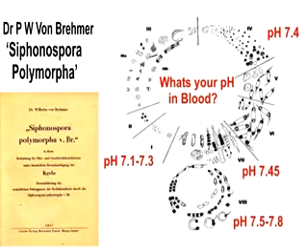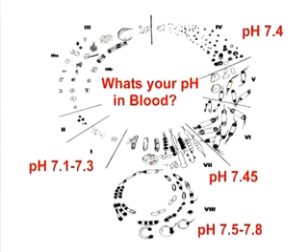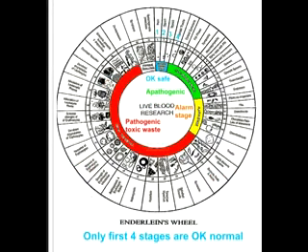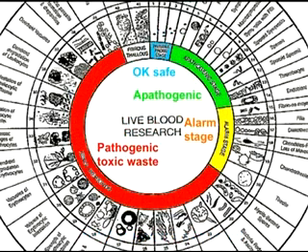Another doctor, Dr. von Brehmer, called the somatids Siphonospora polymorpha, showing in this diagram how they change with the pH. Here we can see in Enderlein's wheel about 42 different stages of the evolution of these forms. And I think here also that only the first 4 stages are actually healthy or safe. The rest are starting to show stages of alarm or an incredible debris of toxic waste.